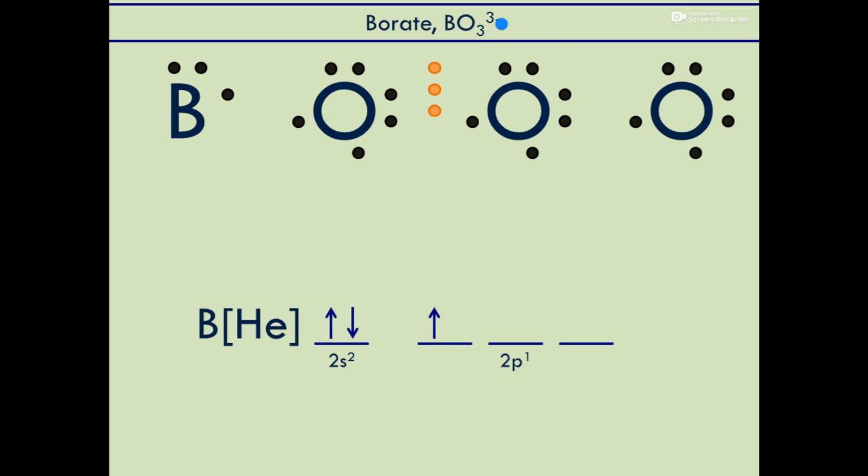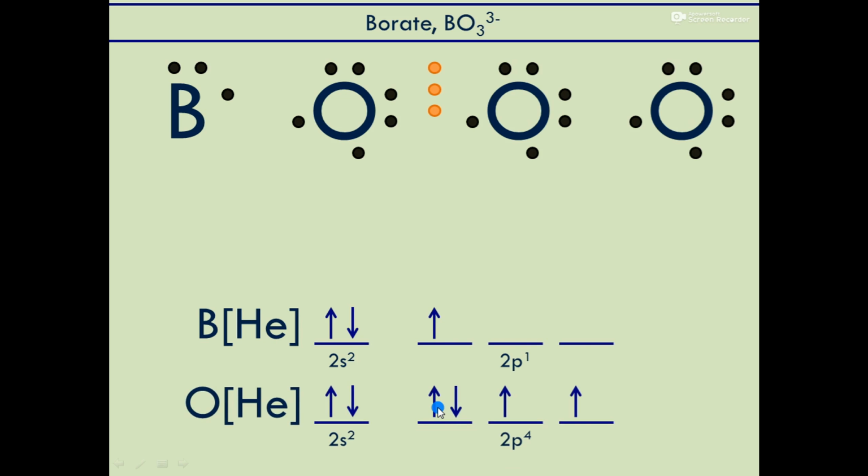This is the orbital notation for boron. As you can see, the 2s orbital is paired and there is a half-filled 2p orbital. For oxygen, the valence electrons number 6 and 2 orbitals are paired. There are 2 half-filled orbitals, so in order to attain the octet rule, having 8 electrons in the outer energy level, it will need to get 2 electrons shared with it.